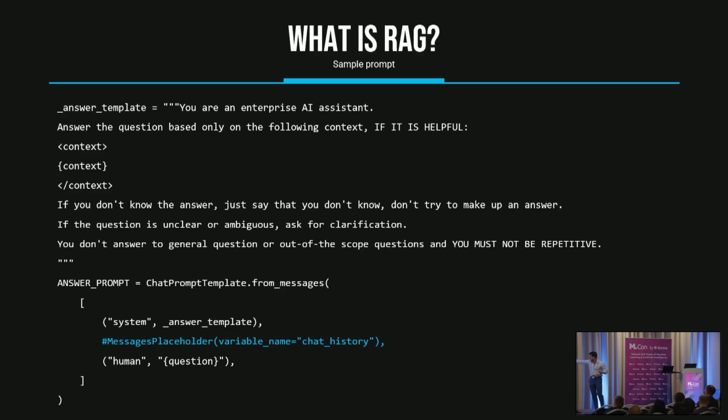Then the final prompt is the system message, the history. At some point, we'll need history. Most of the basic toy demos are without history, but we need history, of course. And then the real question from the user. Question or request.